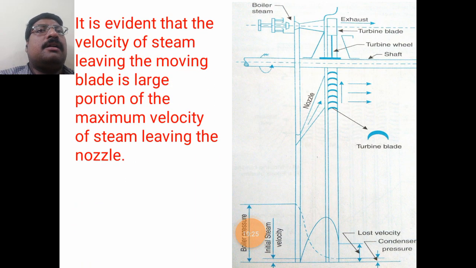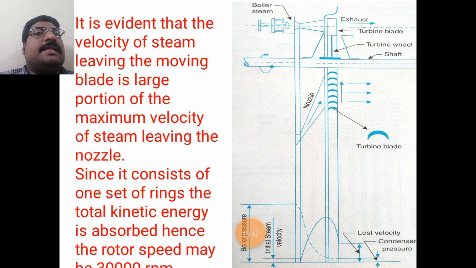Okay. Now the velocity of steam moving over the blade is a large portion of the maximum velocity of steam leaving the nozzle. Okay. Since it consists of only one set of rings, the total kinetic energy is absorbed by the rotor and speeds may be 30,000 rpm.